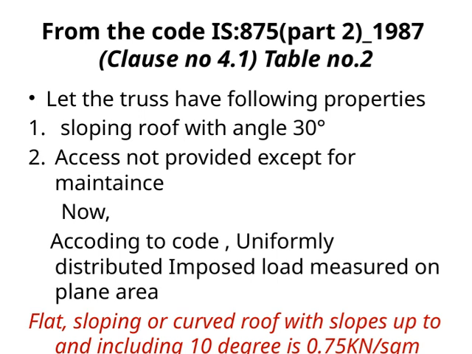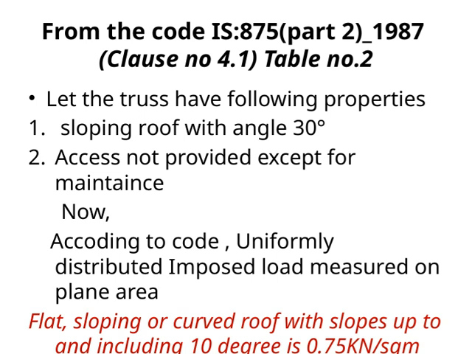The code specifies that the uniformly distributed imposed load, which is measured on the plane area of the roof, varies depending on the type of roof surface. For flat, sloping, or curved roofs with slopes up to and including 10 degrees, the imposed load is taken as 0.75 kilonewtons per square meter.